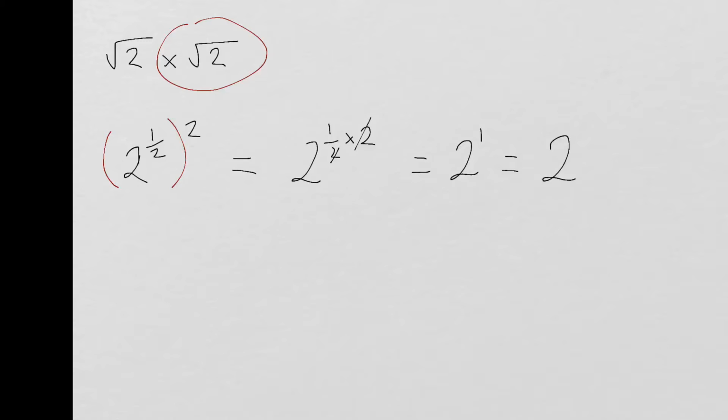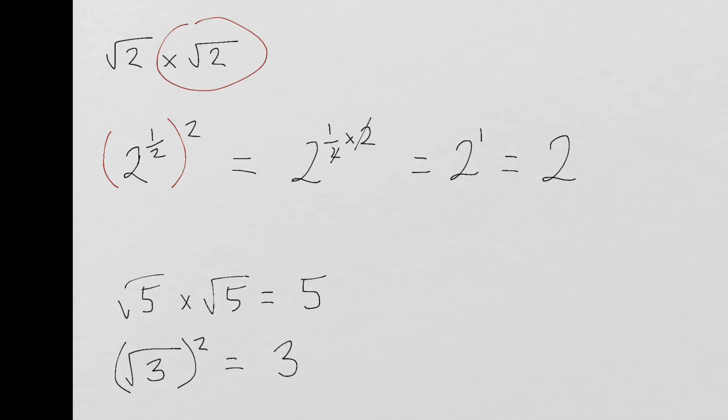So if I'm taking the square root of, let's say, 5 and multiplying it by the square root of 5, I will get back to 5 again. So any surd squared will just give you the number inside the surd again. That's the first thing, so you could make some notes on that, please.